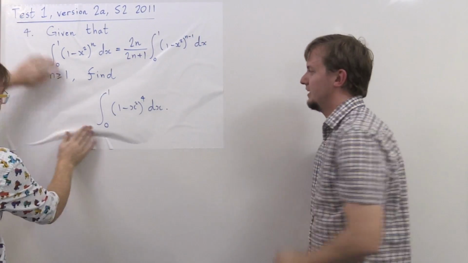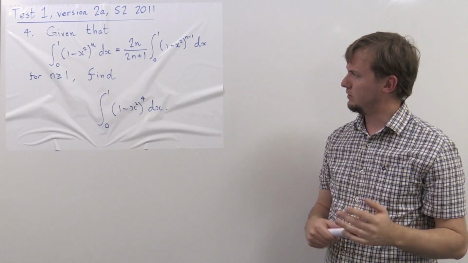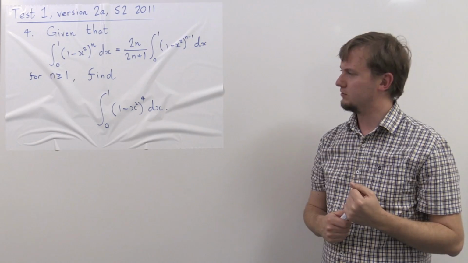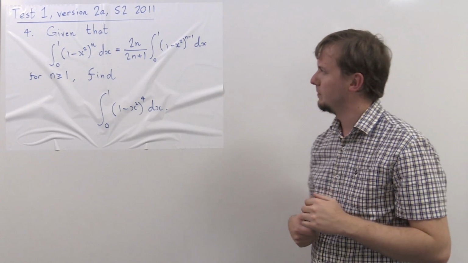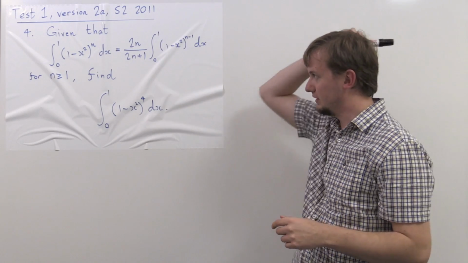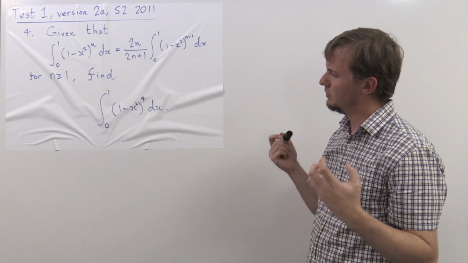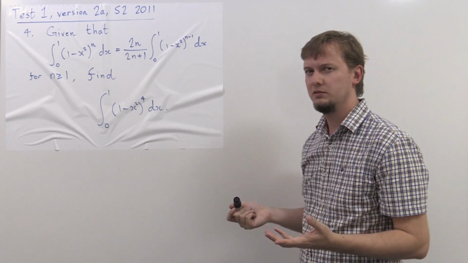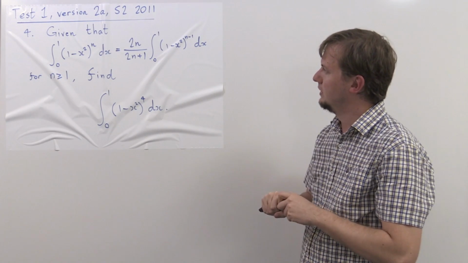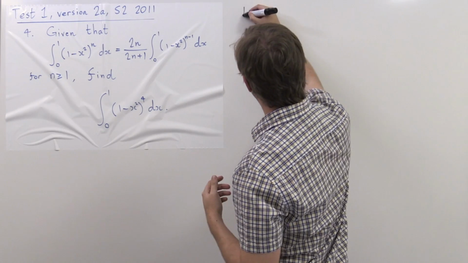Alright, so this last question is just a nice recurrence relation question. And they actually give you a recurrence relation here between this integral and another integral, but actually the first thing I want to do with this question is set up some notation. So I probably would just start by giving myself some nice notation to use.